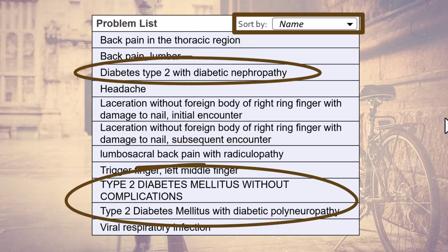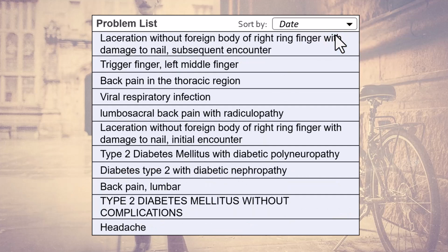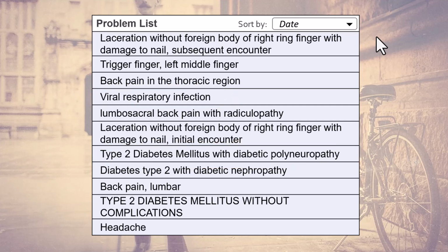And I could try to sort it in a different way, say by date, but it would sort it by the date the problems were added to the system. So the viral respiratory infection, the cold the patient had last month, is more important than diabetes, just because diabetes was first diagnosed a year ago. If you're a patient, this is what your doctor is looking at when they're trying to treat you. It doesn't make any sense.